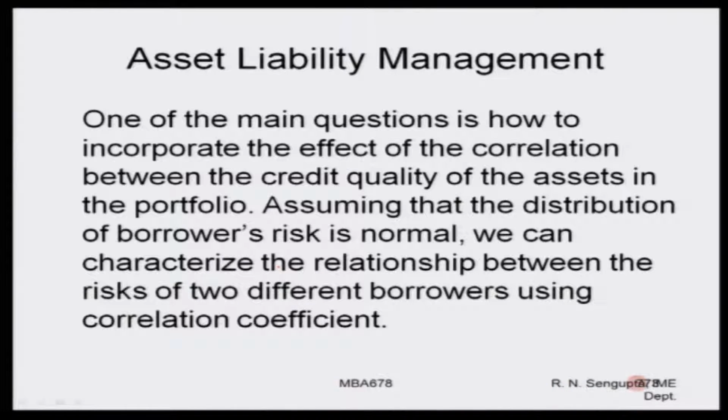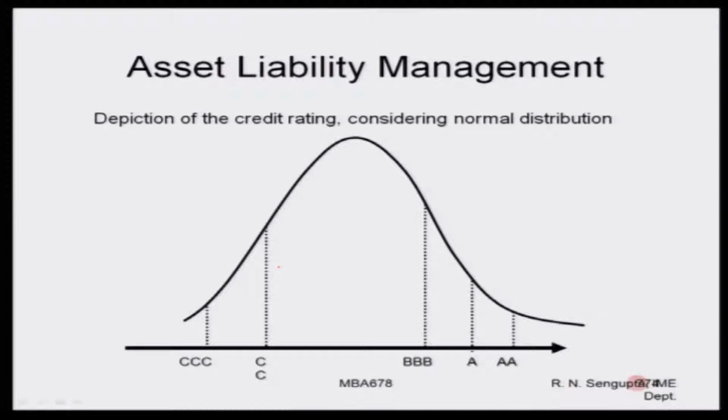Assuming that the distribution of borrower risk is normal, we can characterize the relationship between the risk in two different borrowers using the correlation coefficient matrix or the values. Now, this is the graph which you see. So, if you have these as double A, these as single A, what you want to find out is the transition probability from AA to A. Similarly, this is from A to B, B plus. Similarly, this is from BBB to triple C.